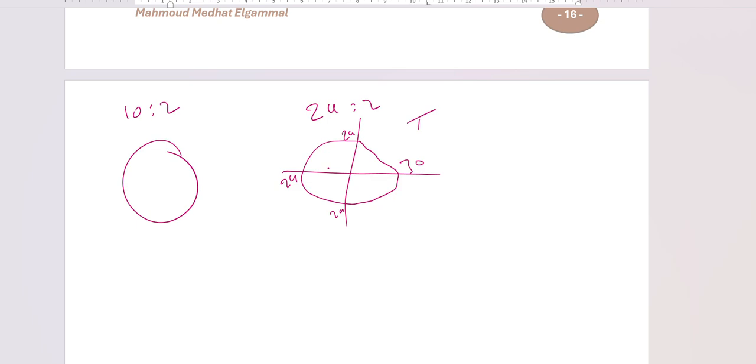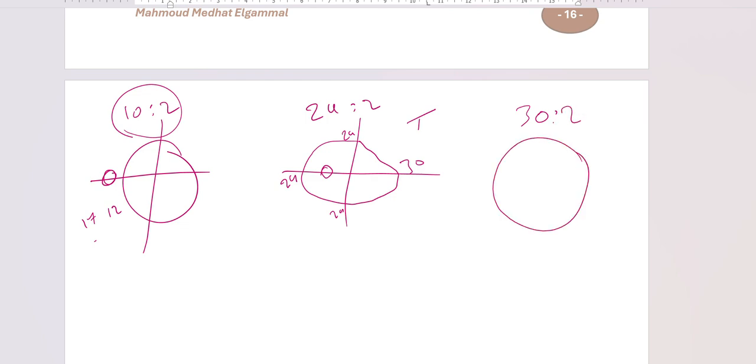And the blind spot is here. While in 10:2, the blind spot is here, so it's not displayed. It's not tested. The blind spot is from 12 to 17 degrees, so it will not be included in the 10:2 visual field. And the last one is the 32. And this is a circle. Again, a circle. And it has the blind spot here.